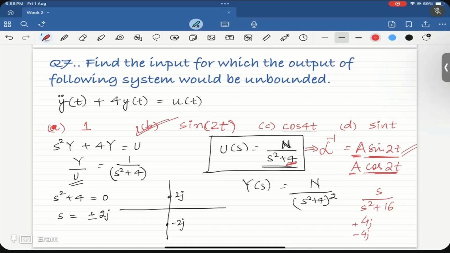What about sin t? No, ma'am. It will also not make it unbounded. So sin 2t or cos 2t will make the system unbounded. Sometimes you will be given options as sin 2t and others as cos 2t, so there will be multiple choice questions. In that case you have to take care to consider both the inputs, right?